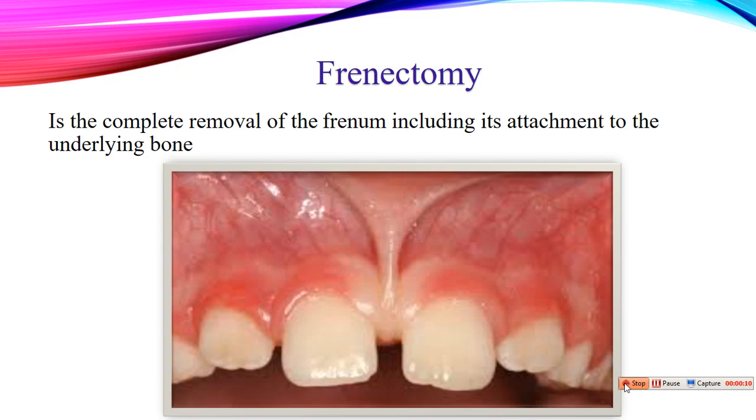In this part I will talk about frenectomy, bleaching and the type of laser used in this procedure. Also I will talk about removing of the veneer by laser. First of all, I will talk about frenectomy.